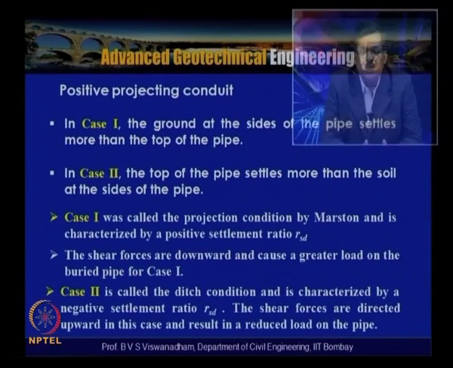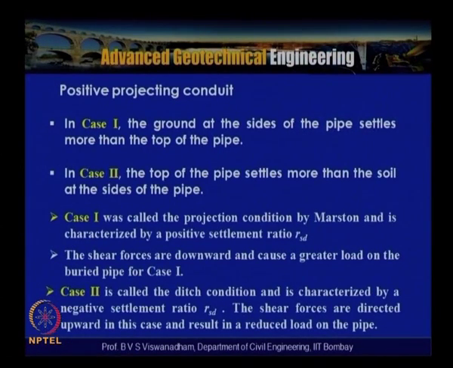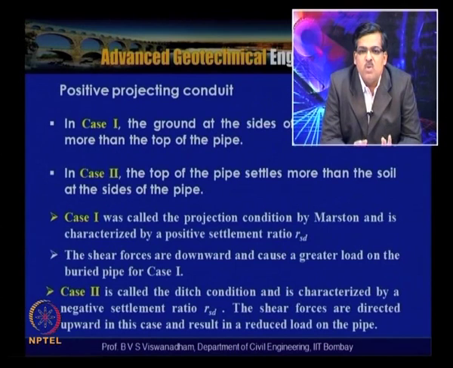There are two cases which are considered for the positive projecting conduits. In case 1, the ground at the sides of the pipe settles more than the top of the pipe; that is for a rigid pipe. In case 2, the top of the pipe settles more than the soil at the sides of the pipe; this is for the flexible pipe.